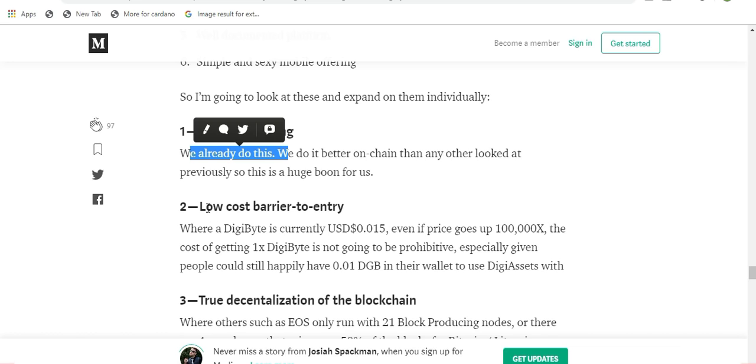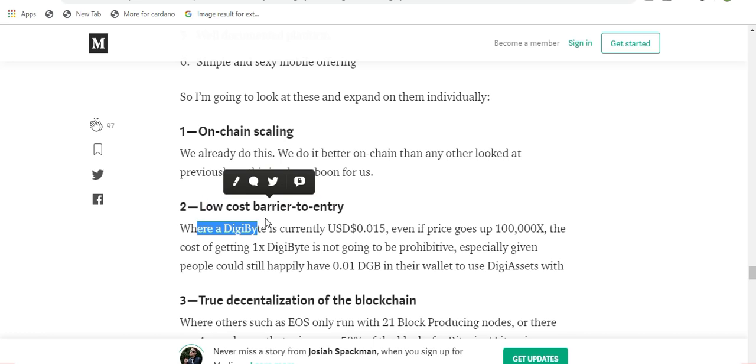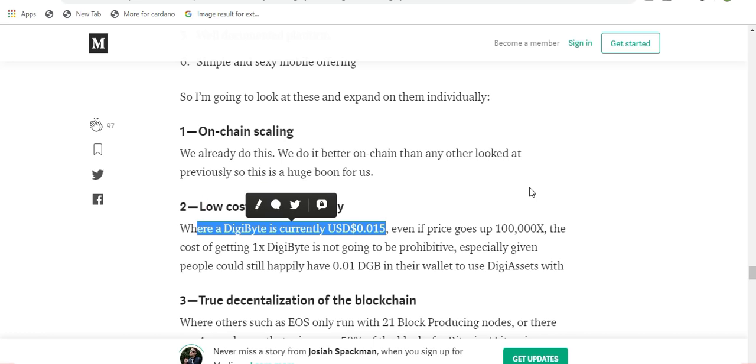So 2, the low-cost barrier to entry, where a DigiByte is currently valued at just under a cent and a half. Even if the price went up 100,000 times, the cost of getting 1 DigiByte is not going to be prohibitive, especially given people could still happily have just 0.01 DigiByte in their wallet and still be able to use DigiAssets.